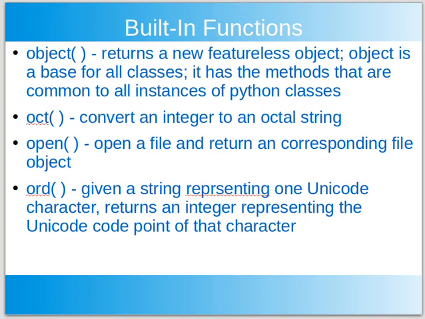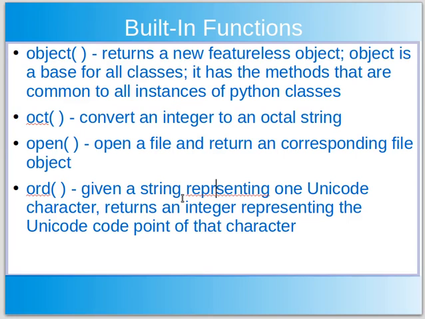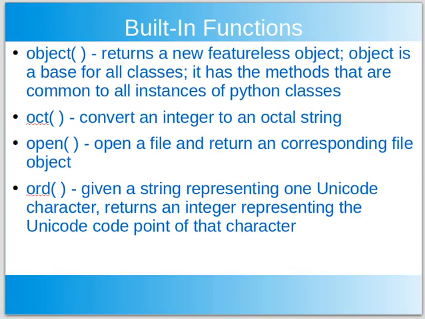Object returns a new featureless object. Object is a base for all classes. It has the methods that are common to all instances of Python classes. Oct converts an integer to an octal string. Open opens a file and returns a corresponding file object. Ord, given a string representing one Unicode character, returns an integer representing the Unicode code point of that character. So basically, you pass it a Unicode character, and it will return a number representing that one Unicode character.